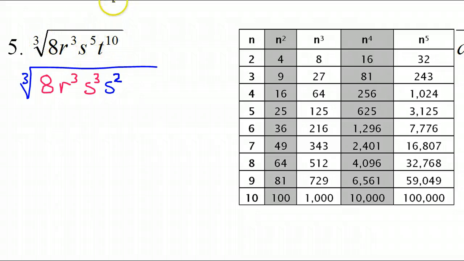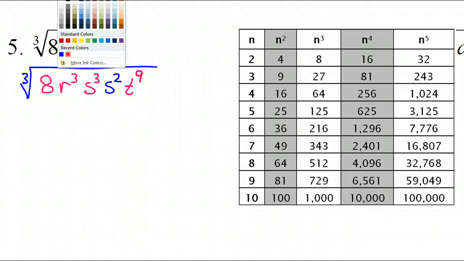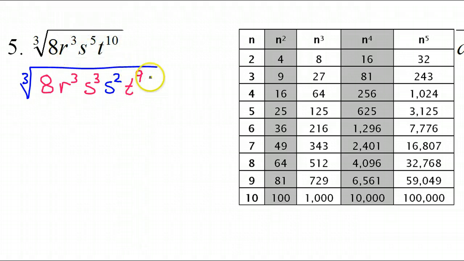10 is not divisible by 3. The first number below 10 that is divisible by 3 is 9, t to the 9th power. That's going to leave behind 1 extra t for a total of 10. So everything here that's pink is going to simplify and come out of the radical.